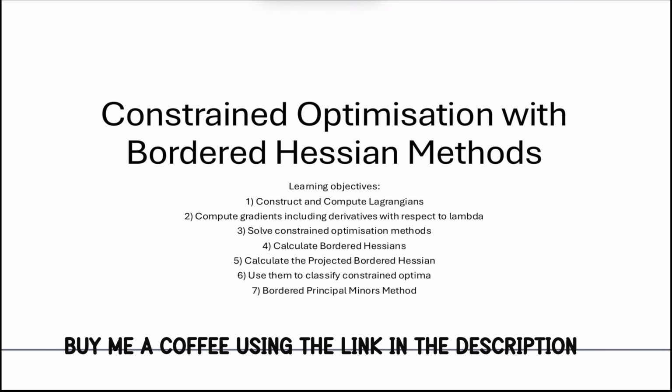Today we are looking at constraint optimization with bordered Hessian methods. Our learning objectives are to construct and compute Lagrangians, compute gradients including derivatives with respect to lambda, solve constraint optimization problems, calculate bordered Hessians, calculate the projected bordered Hessian, use them to classify constraint optima, and then finally look at the bordered principal minors method in order to classify the optima of a constraint optimization problem.